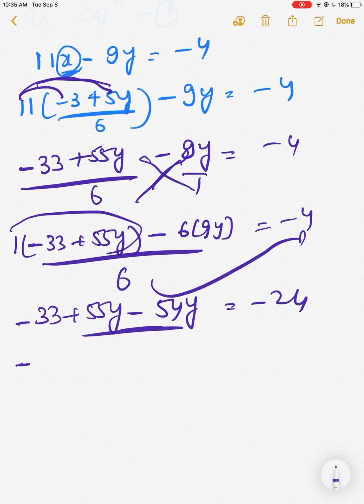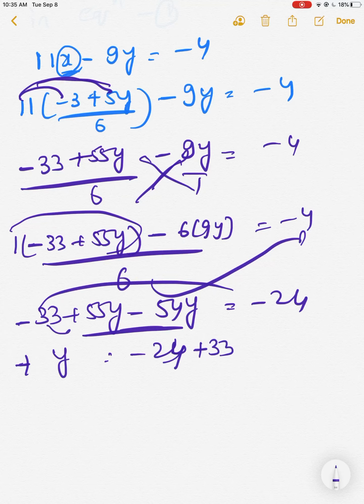Minus, this is minus y. So 55y plus y minus 24. This minus 33 goes to that side, plus 33. So y is equal to 9.